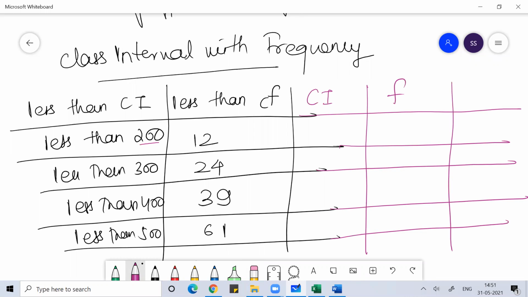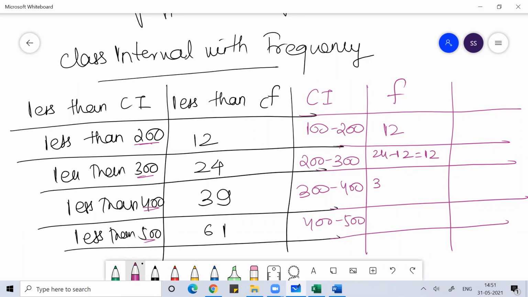With less than, we always write the upper limit, and you can see the difference is 100. So the class intervals will be 100 to 200, 200 to 300, 300 to 400, and 400 to 500. Because this is less than cumulative frequency, converting to normal frequency gives 12, then 24 minus 12 is 12, then 39 minus 24 is 15, and 61 minus 39 is 20. The total is 61.